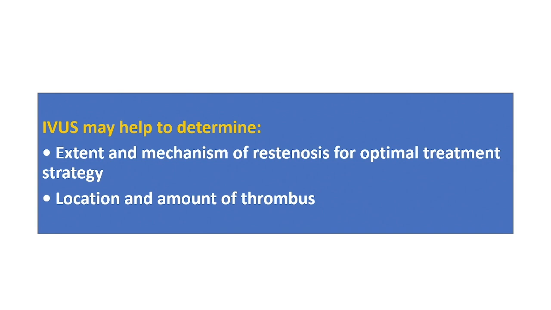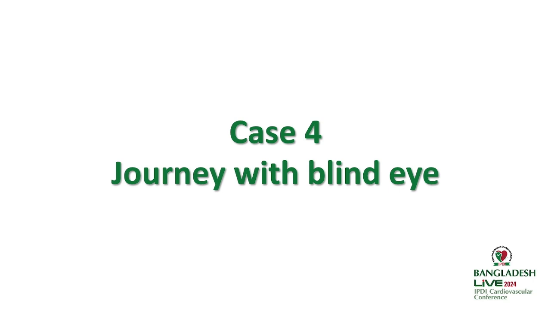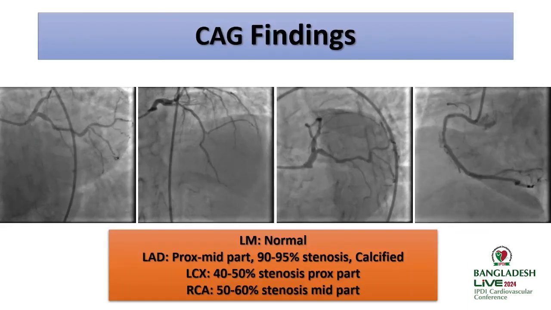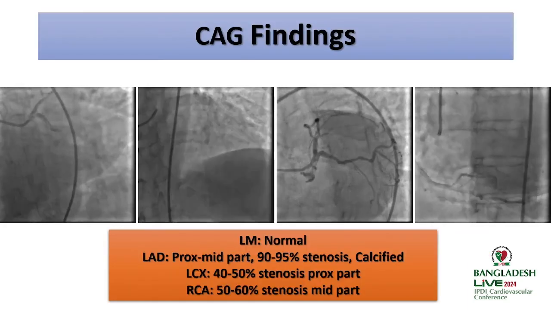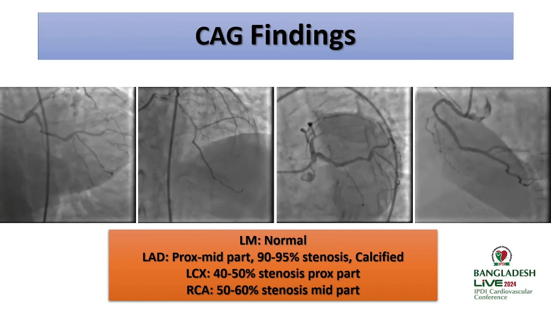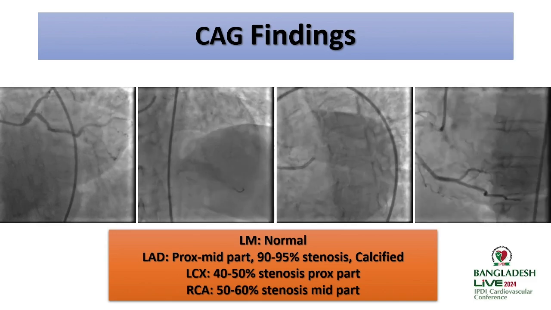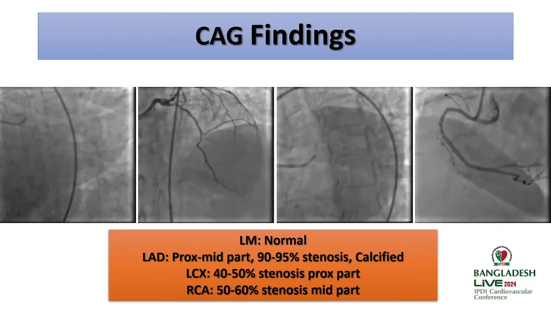IVUS may help determine the mechanism of stenosis for the optimal treatment strategy, also the location and amount of thrombus. Case 4, journey with blind eye. A 75-year female, hypertensive, diabetic with CKD, presented with CCS class 3 angina. Echo was normal, but serum creatinine was 1.8 milligram and eGFR was 29 ml per minute. CAG findings: left main was normal, but LAD proximal to mid part has 90 to 95% stenosis, which was a calcified lesion. LCX proximal part has 40 to 50% stenosis, and RCA mid part has 50 to 60% stenosis.